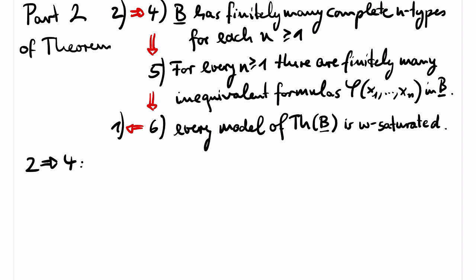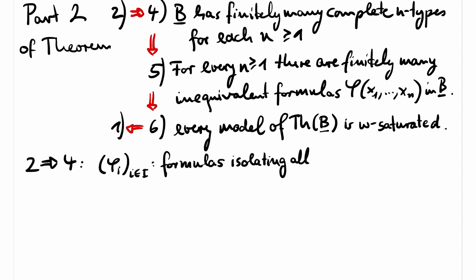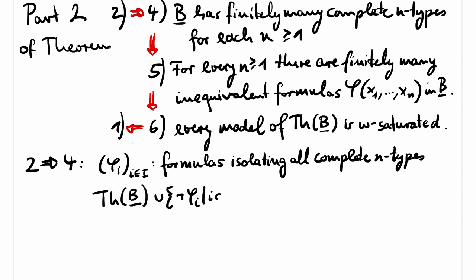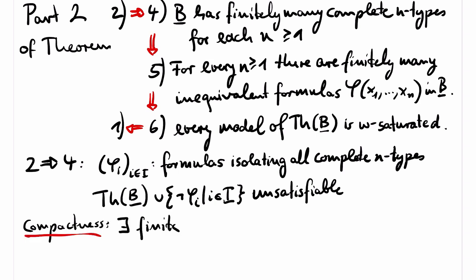The implication from 2 to 4 is an immediate consequence of the compactness theorem. Let phi_i be formulas isolating the complete n-types of B. These formulas exist since the complete n-types are principal. Then the theory of B, together with the negation of all of the phi_i, is clearly unsatisfiable. So by the compactness theorem, there is a finite subset of those formulas which is, together with the theory of B, unsatisfiable.